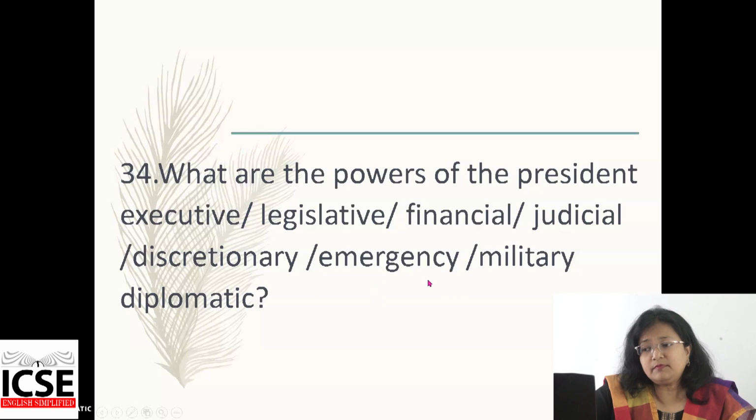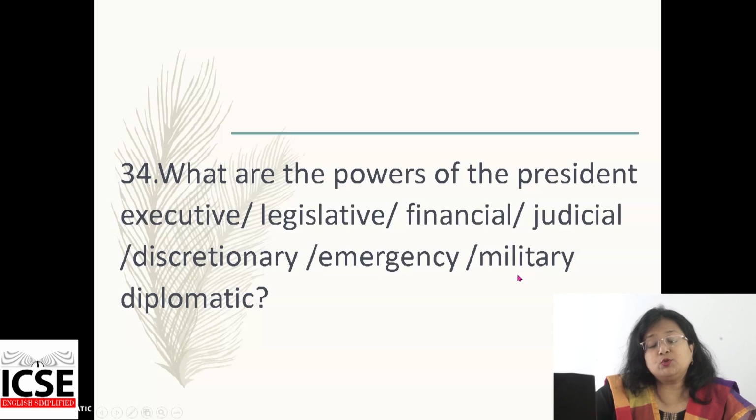Emergency powers. The president can declare an emergency, and during an emergency, the government of the state is suspended. Also, during an emergency, the president assumes extraordinary powers. So he can declare an emergency only when the cabinet ministers give it to him in writing.